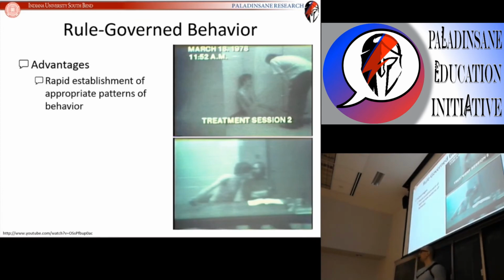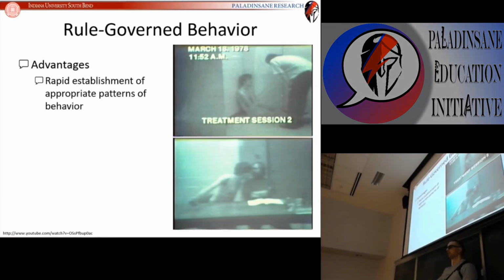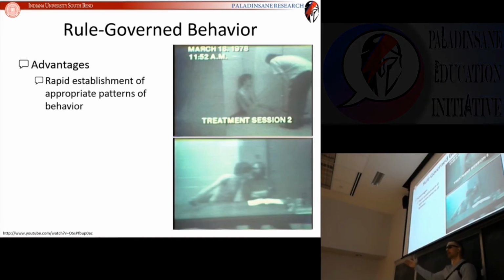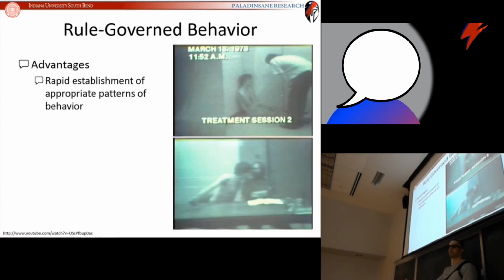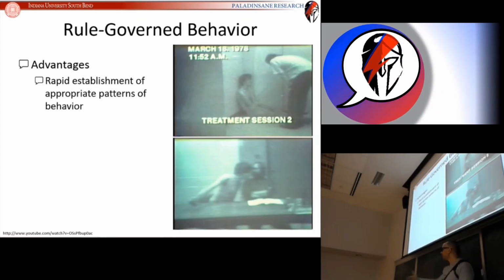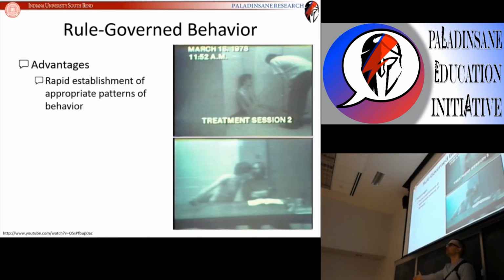For animal subjects, you can't tell them, here are the instructions for the experiment, right? Because they don't have language. They can't talk to you. So you have to establish a contingency not via rules, not via the verbal descriptions. Because of that, you can rapidly establish the appropriate patterns of behavior with human subjects. So in my experiments with human subjects, 10% of my time in the experiment is spent explaining the rules and establishing the appropriate behavior. 90% of the time is the subjects actually doing the behavior.